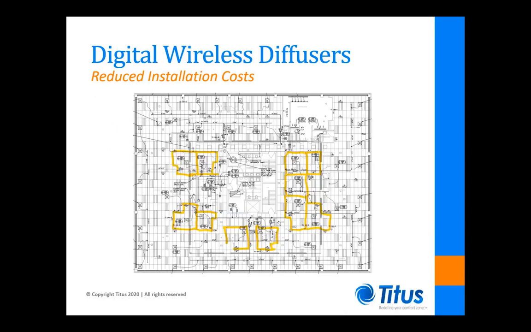And they are ideal for building layouts like this, where most of the building is open plan with a small number of private offices in the interior. The private offices can be fitted with a wireless diffuser and thermostat. The ductwork serving the VAV diffusers is tapped off the main ducts, and pressure control dampers are installed between the main duct and the VAV diffusers. The open plan office areas can be served with conventional VAV boxes.